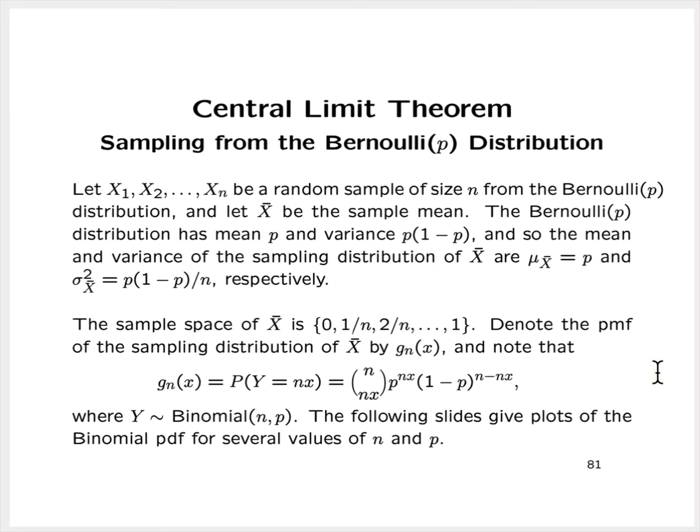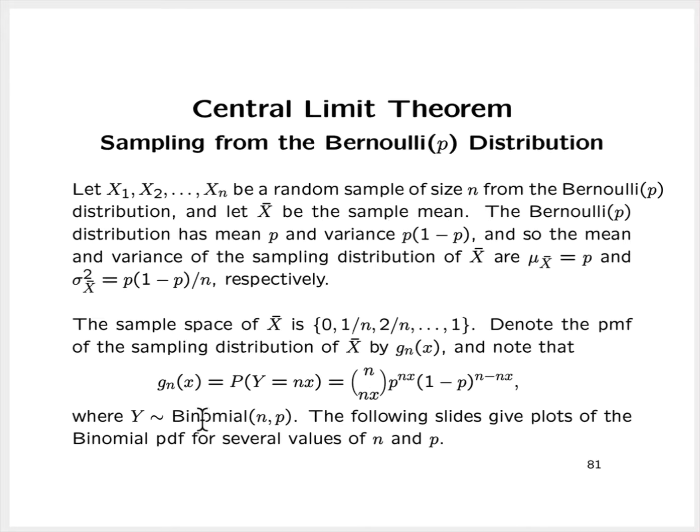Now remember that the Bernoulli random variables x1, x2, and so forth up to x sub n are 0 or 1 depending upon whether or not the event of interest associated with each of those trials has occurred. And so the numerator of the sample mean, which would be the sum of the x's, is going to be the number of trials in which the "success" occurred. So with that in mind, the sample space of the sample mean is going to be the set of fractions 0, 1 over n, 2 over n, and so forth up to 1.